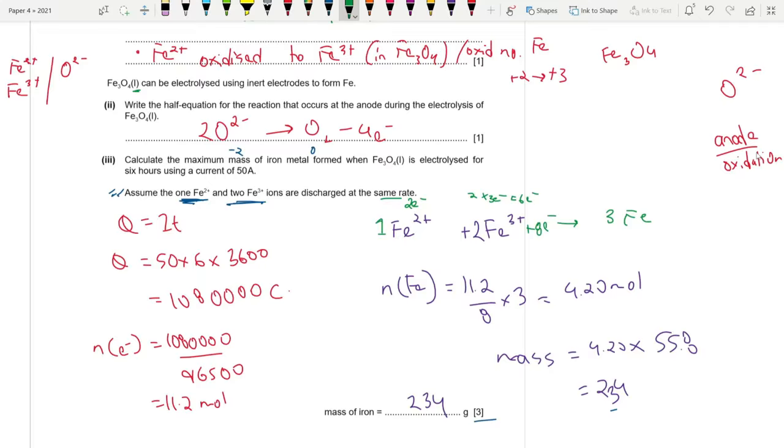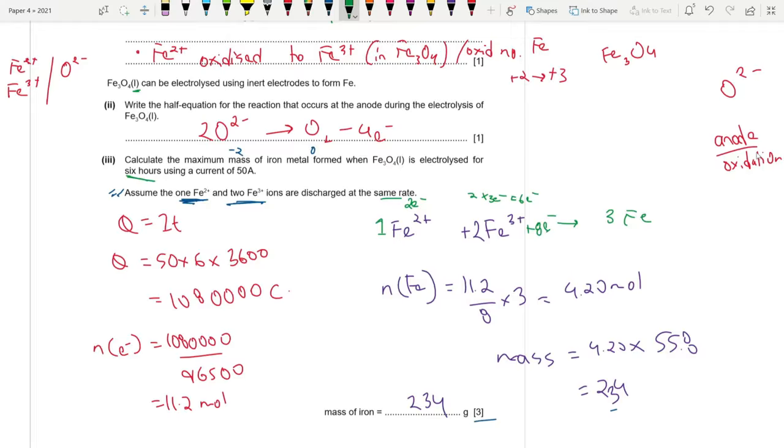Understood? For each discharge of 1 Fe2+ and 2 Fe3+, 8 electrons will be gained, and we're going to get 3 atoms of oxygen. So let's see the maximum mass of iron metal that can be formed using a current of 50 amperes. We know that Q is equal to IT. The time is 6 hours. You cannot use hours, you need to convert this to seconds. So 50 into 6 into 3600 gives you 108,000 coulombs.